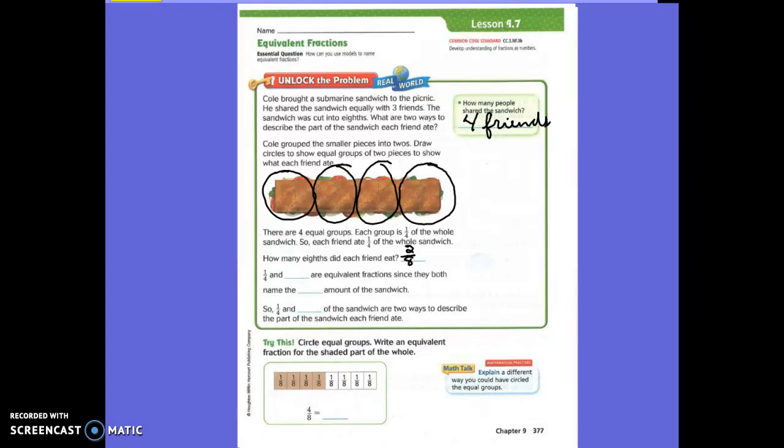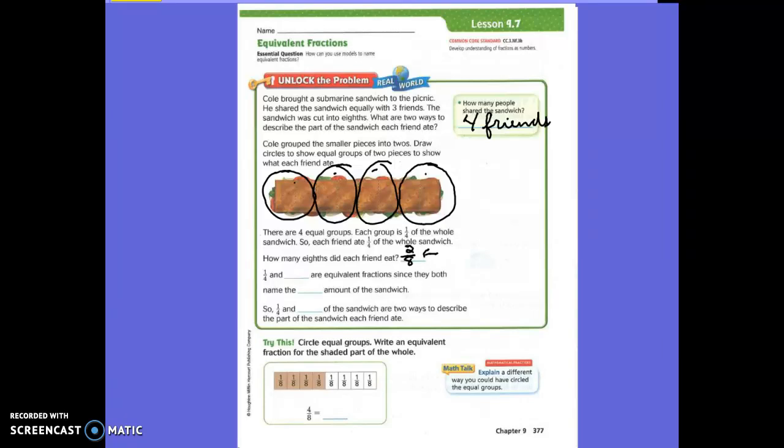So, let's say Alexander, Jacob, Aubrey, and Cooper are sharing these. Okay? Out of 4 groups, each of them only gets 1 group, right? Out of the 4 groups, each of them only gets 1 group of sandwiches. But out of all 8 pieces, each of you get 2 pieces. So out of 8, you get 2, but out of the 4 groups, you get only 1 group. Okay.